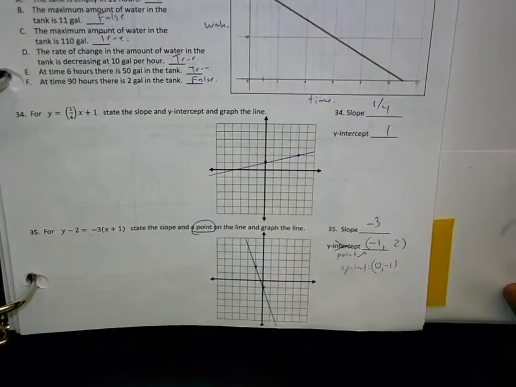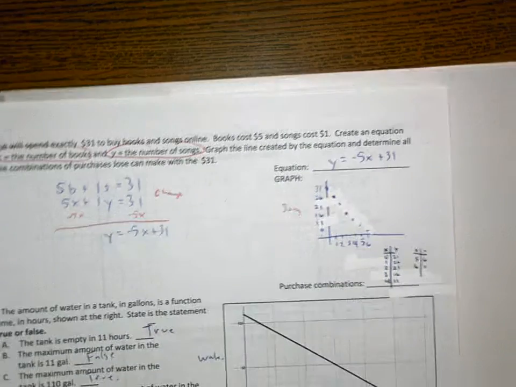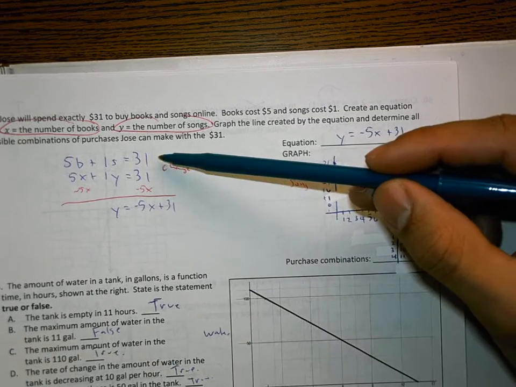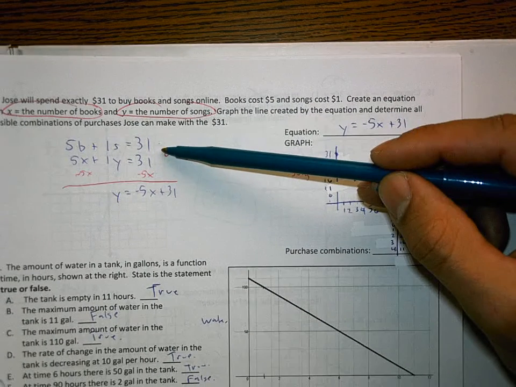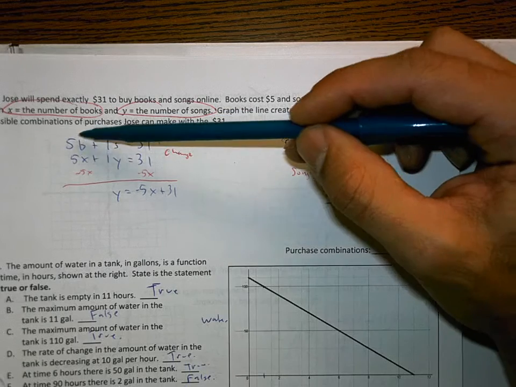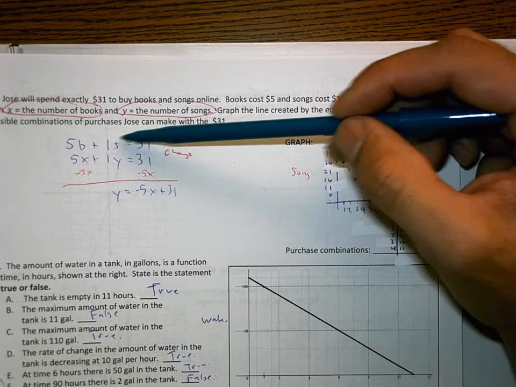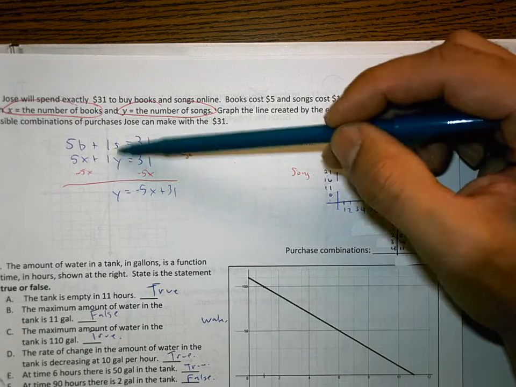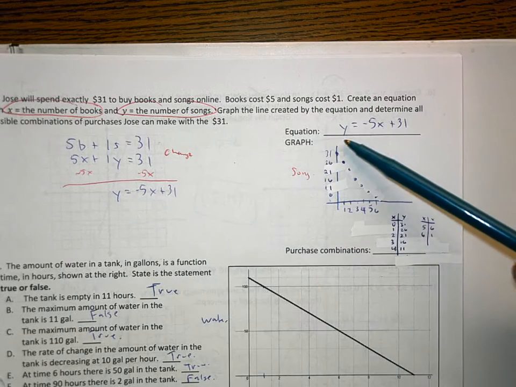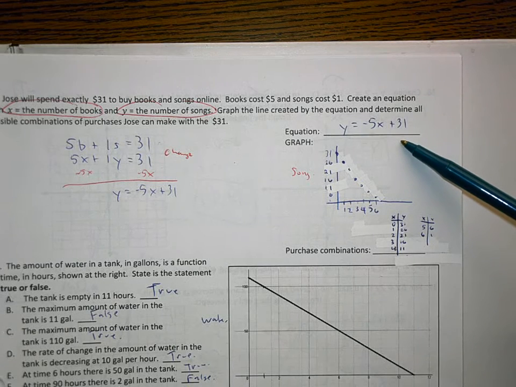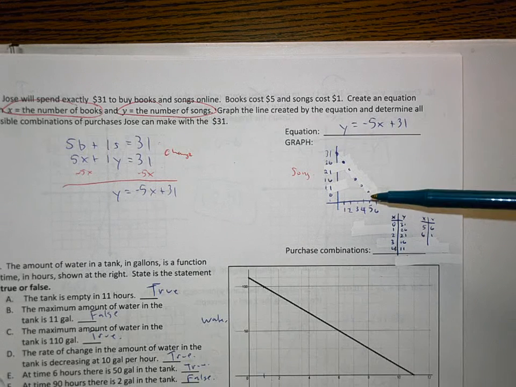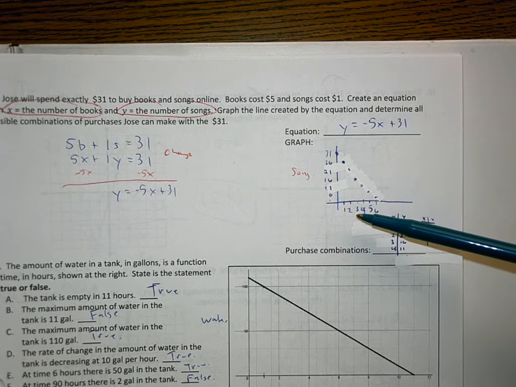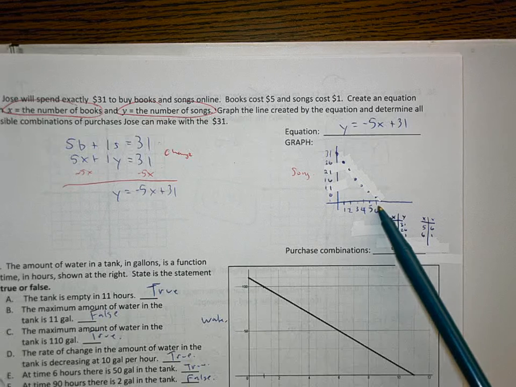If I go over to number 32, it's another discrete graph. A lot of people wrote this equation, 5b plus 1s equals 31. $5 per book plus $1 per song equals a total of $31. And I used x and I used y, and I put it in y equals mx plus b form. And then I made another discrete graph, because I'm not going to buy 1.5 books or 1.2 books. I'm not going to buy this stuff in between.